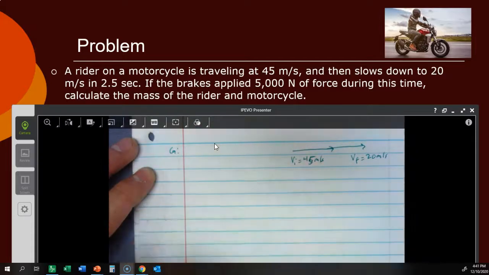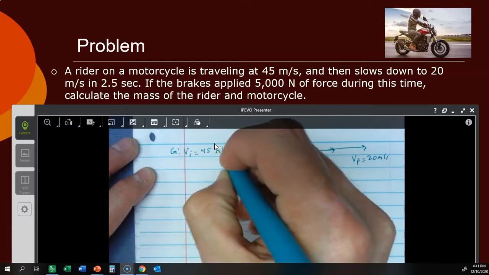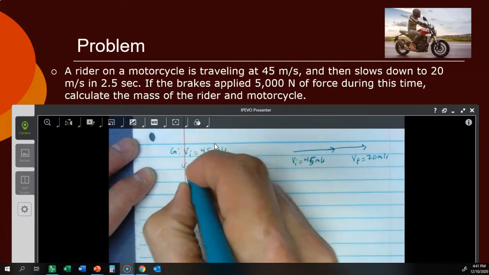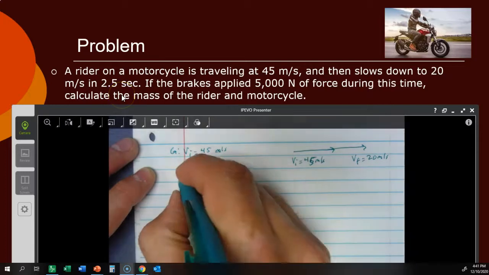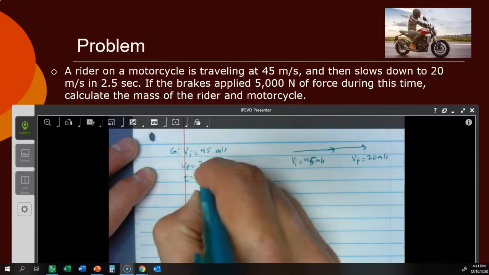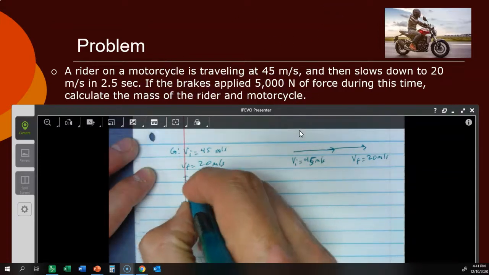The givens, we've already said that the vi is 45 meters per second and the vf is 20. It tells us that this slowdown happens in 2.5 seconds, so that's my time. And then it gives us the force. The brakes apply 5,000 newtons of force.